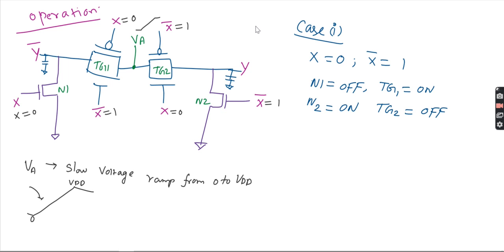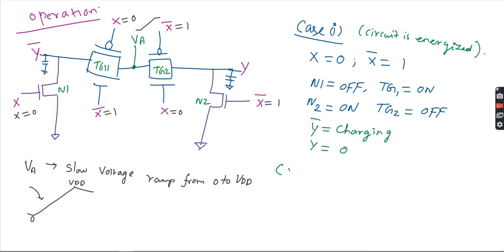So what happened? Because we are applying the slow voltage ramp from 0 to VDD, when TG1 is on, what will happen? Y bar will be charging. Yes, so from this I can say Y bar is charging, correct? What about Y? It doesn't have a value, it is zero only. Y is zero because initially there is no charge, so Y will be equal to zero. From this I can say the circuit is energized. This is case one.